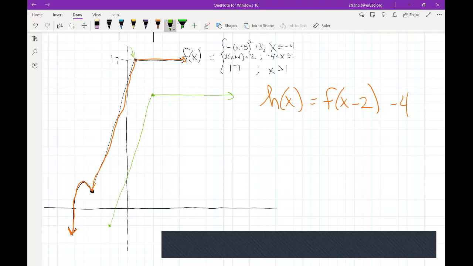Even this vertex is going to be moved over to this point here. And the rest of it looks exactly the same. So the sketch of H is literally just a horizontal shift and a vertical shift on the original graph that we already sketched. And I gave you that original graph there just so you could see it and have something to shift and transform because we had it on the previous screen.